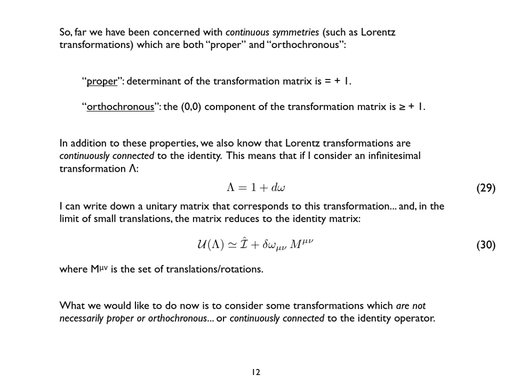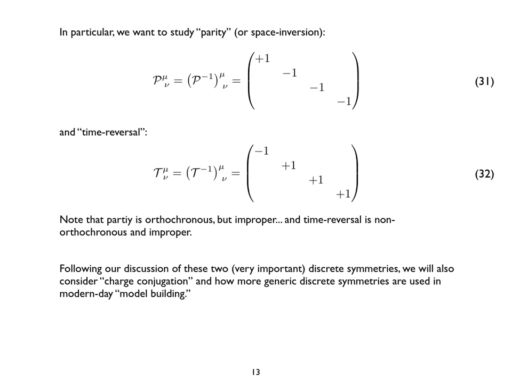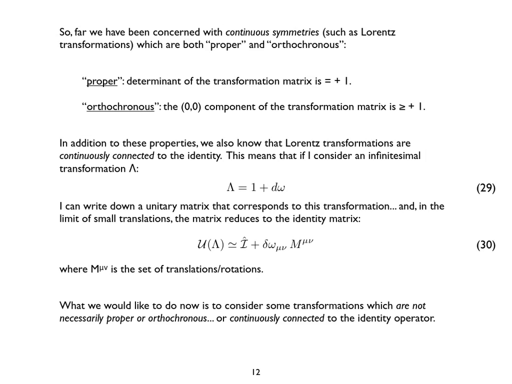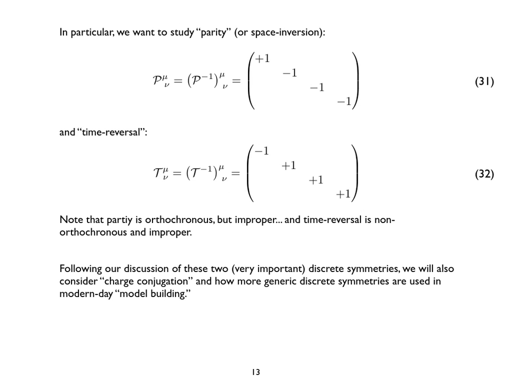So that's the case for continuous symmetries. We want to talk about the case of discrete symmetries, symmetries that aren't continuously connected to the identity operator. And like I said, the two most famous are space inversion or parity, which looks like plus, minus, minus, minus, so we're inverting the spatial coordinates, and time reversal, where you're inverting the time component of the transformation matrix. Note that by definition, parity is orthochronous, but it's improper, so don't bring it to a nice fancy party. And time reversal is non-orthochronous and improper. So you really don't want to take time reversal out on the town.